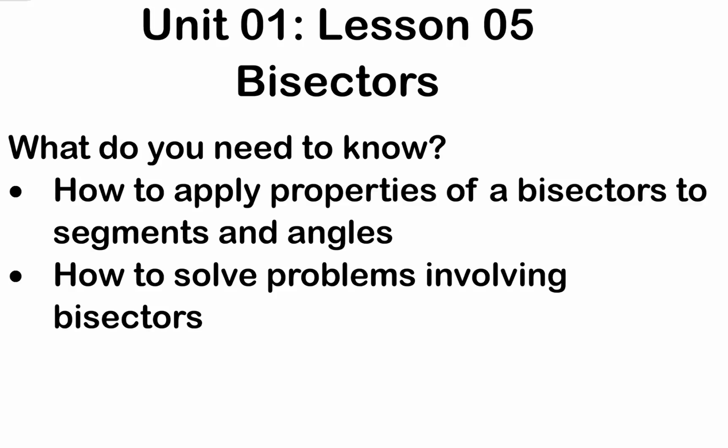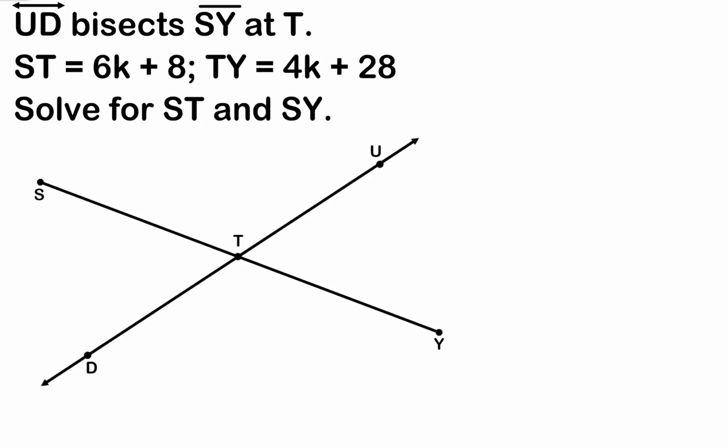What you need to know from this unit is how to apply properties of a bisector to segments and angles, and how to solve problems involving bisectors. So if I look at this problem, they tell me that UD bisects a line segment SY at T.